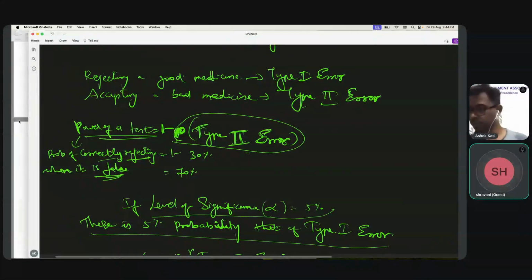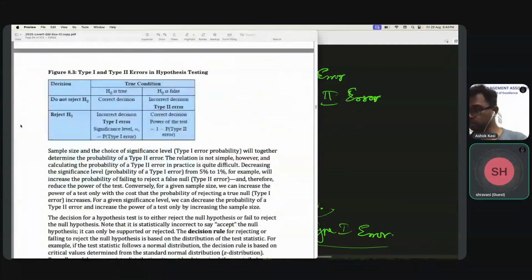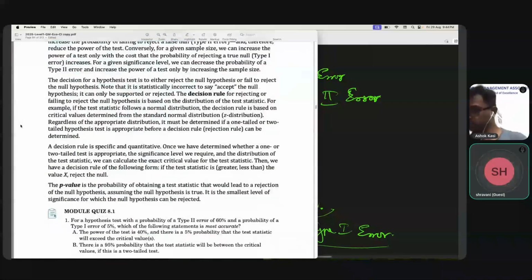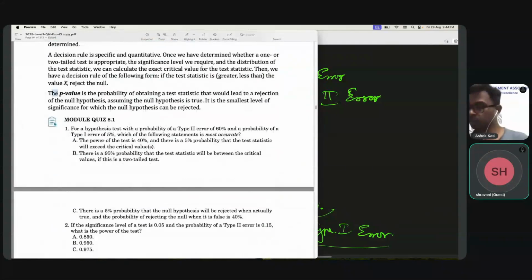So these are all some terms. Then p-value. Have you heard this one, p-value? What is it?